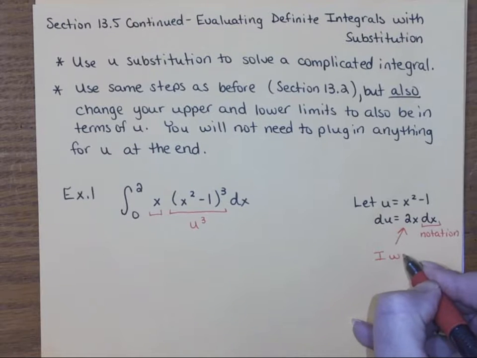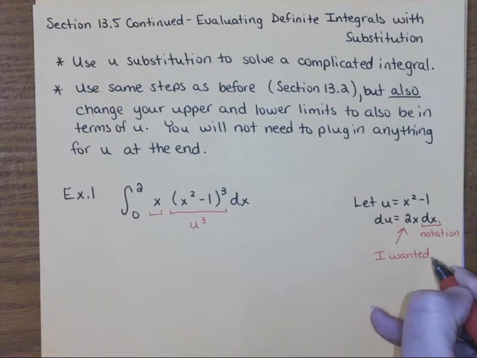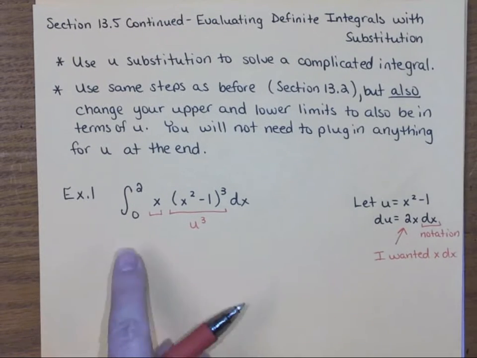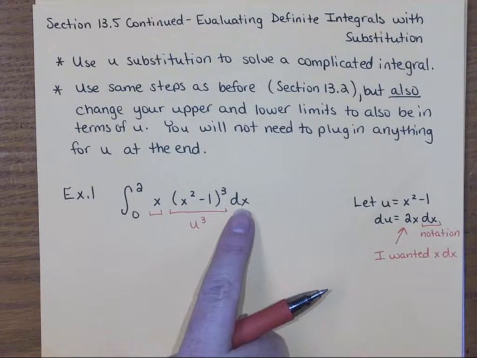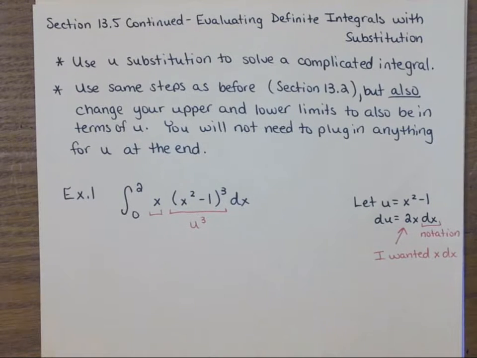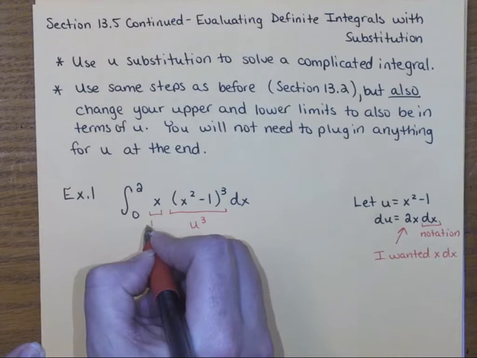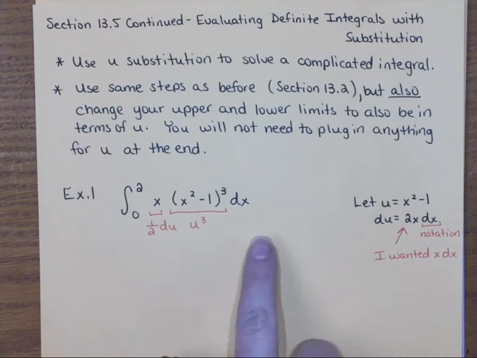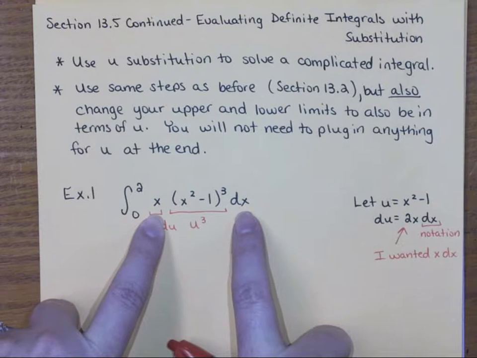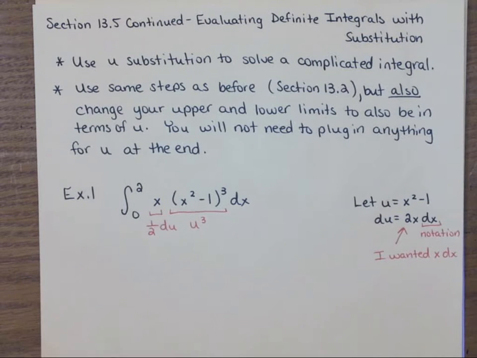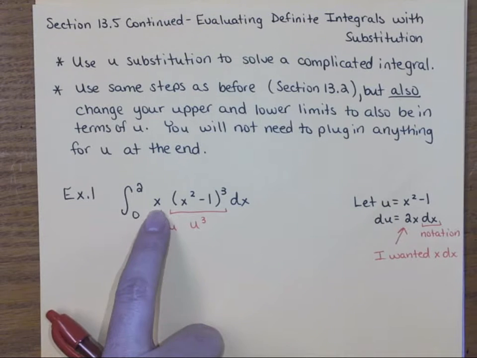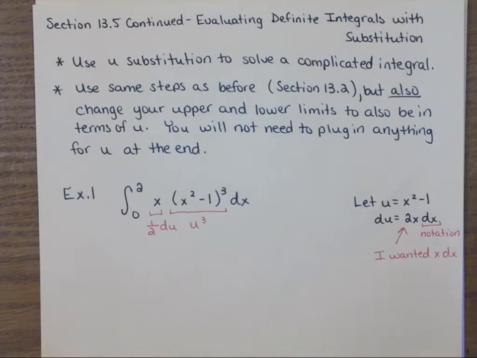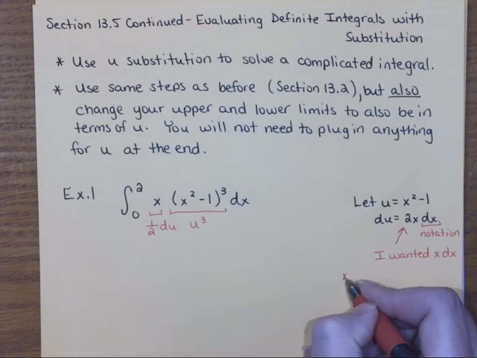So notice that I wanted x dx, because that's what I have over here. I have x dx. Okay, so what constant would make that adjustment for me? Notice if I did 1/2 du, that would cover it. Okay, in this example, notice that the x dx's are kind of separated from each other. If you wanted to, you could put those together. So notice if I did 1/2 times 2, I would get 1, just like I want.